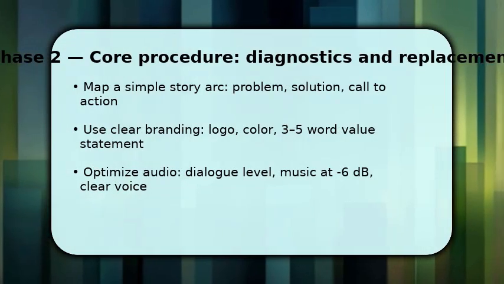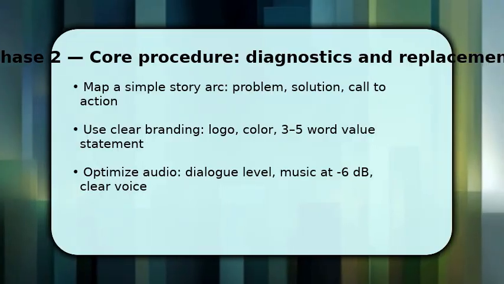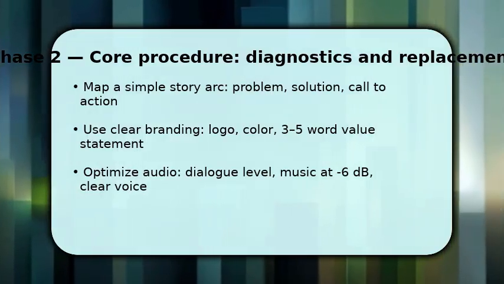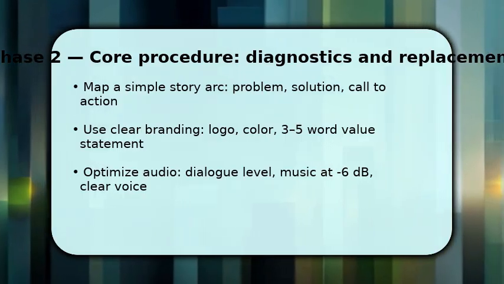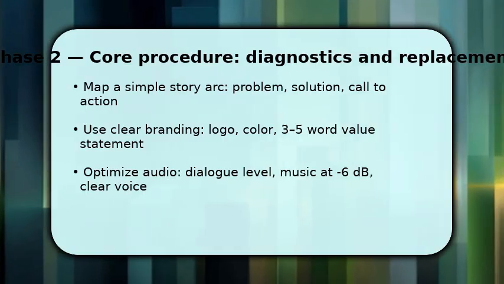You now construct the middle. Map a compact story arc: problem, solution, call to action, and write a 1-sentence value proposition to repeat visually. Make sure visuals match that line: product close-ups, lifestyle context, and captions for muted viewing.